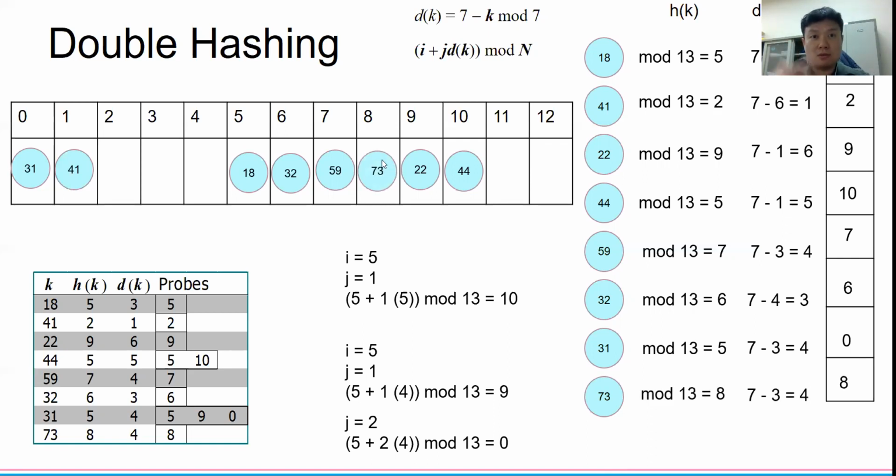So that's the mechanism for separate chaining, linear probing, and double hashing. So hopefully it will help you to understand those concepts.